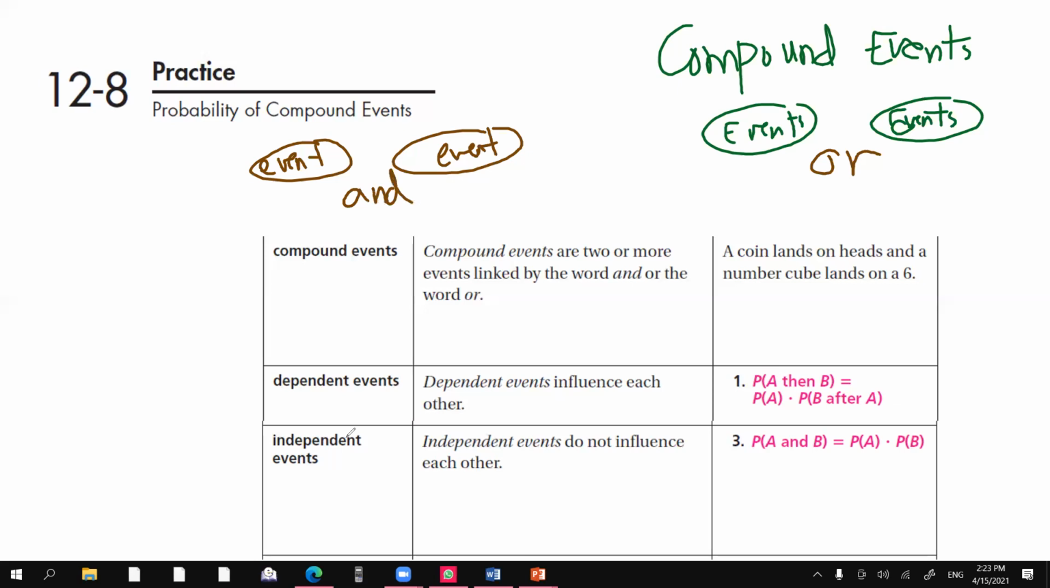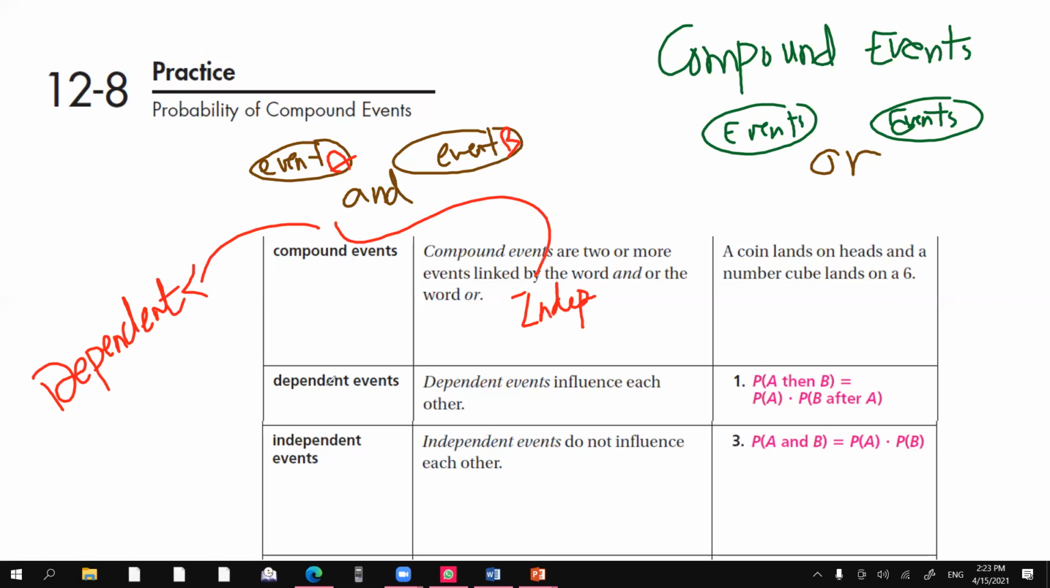Now, if I use and, I say event A and event B. When I use and, I will classify the events into dependent and independent. And if I use or, I can classify them as mutually exclusive and not mutually exclusive, or we call it overlapping.